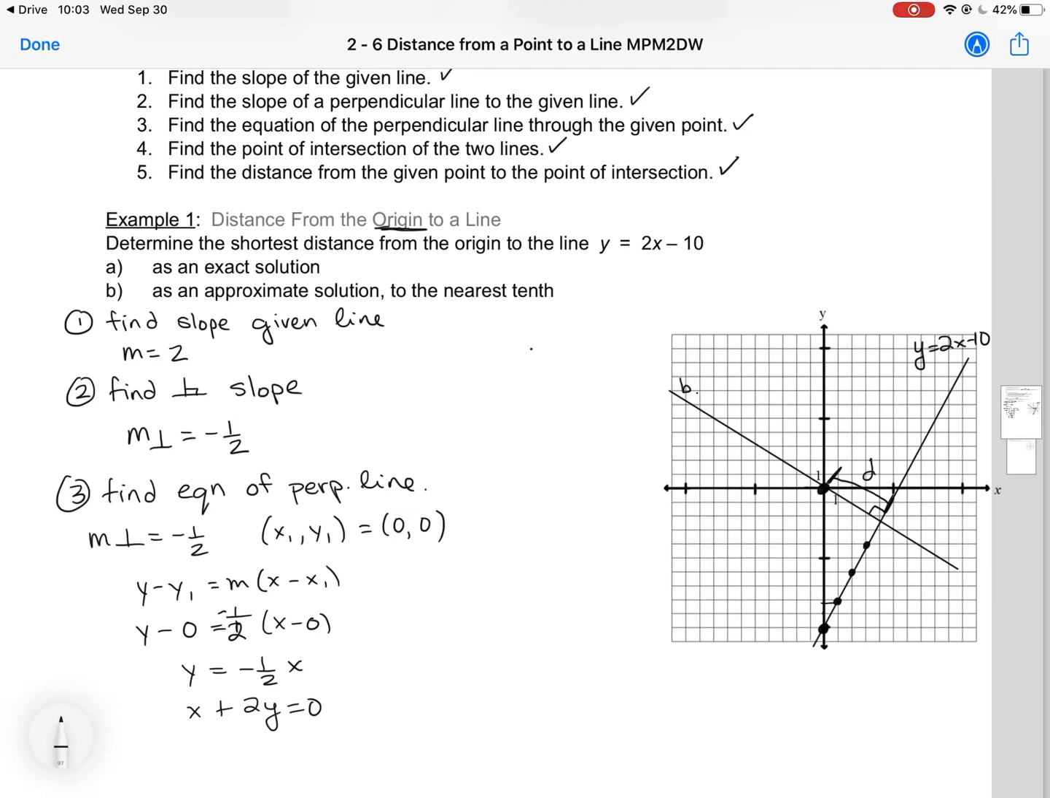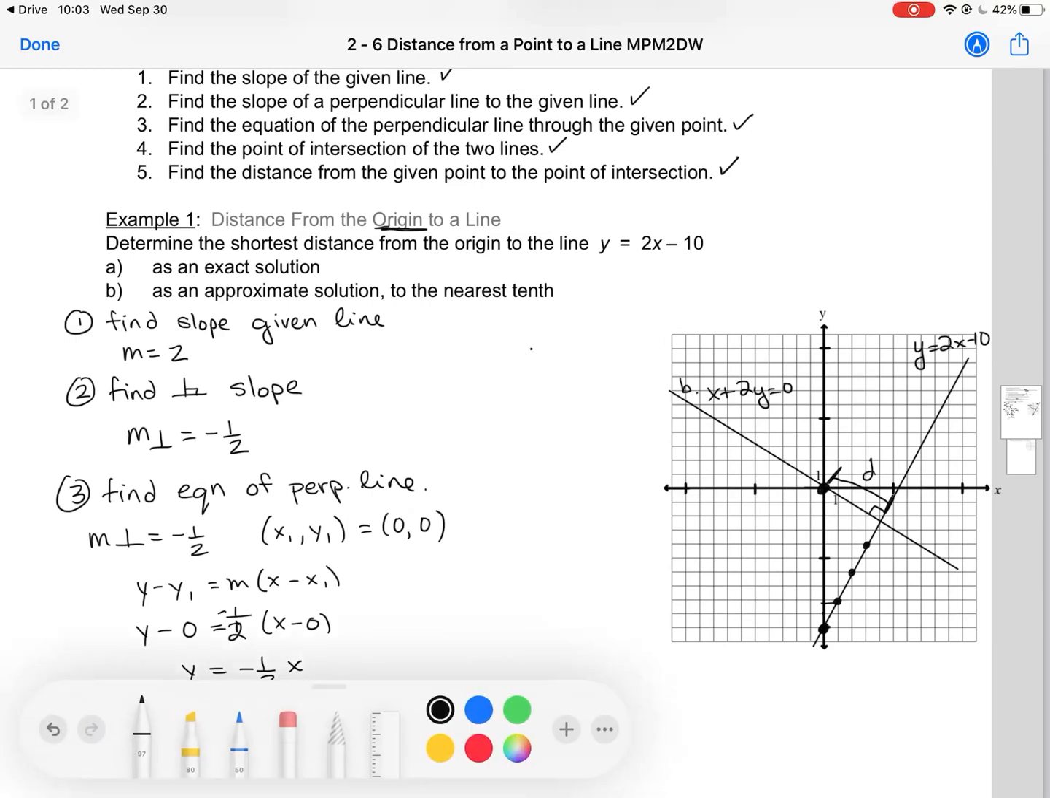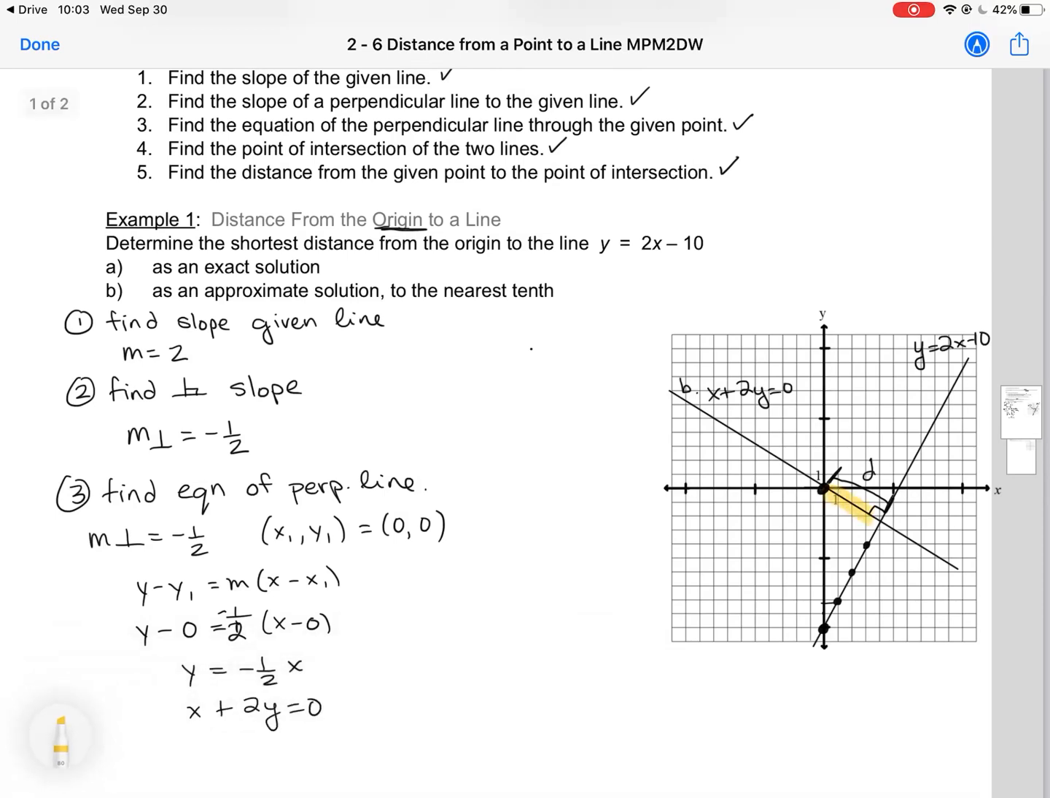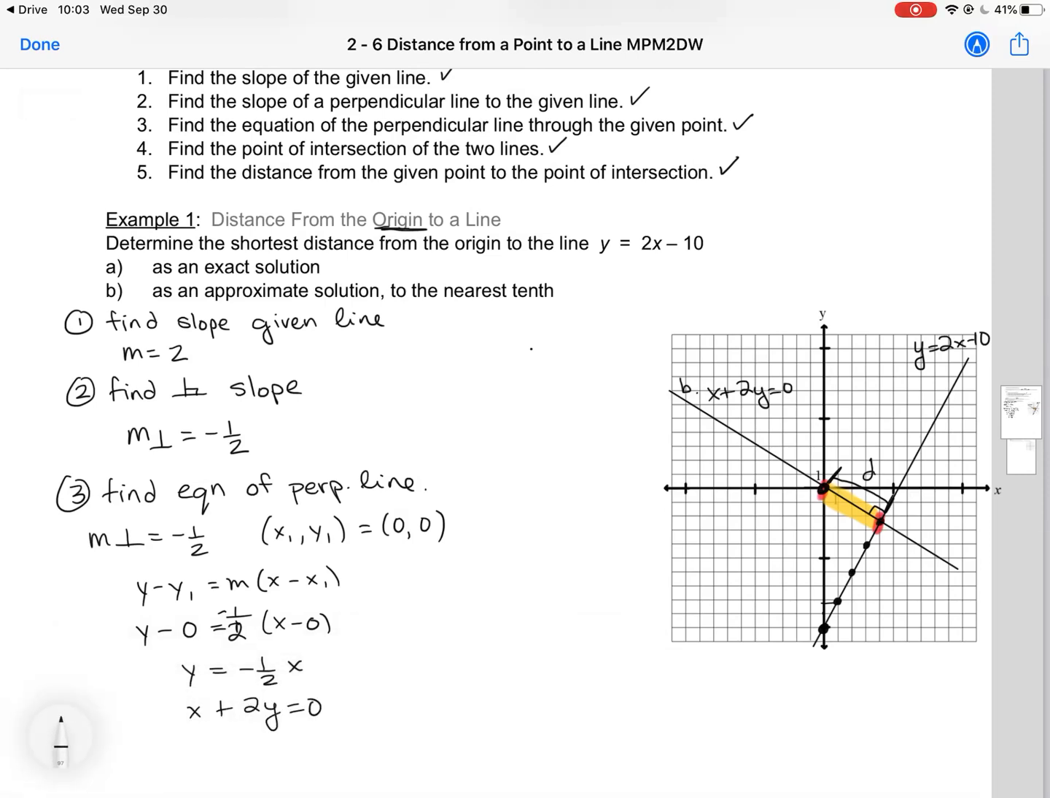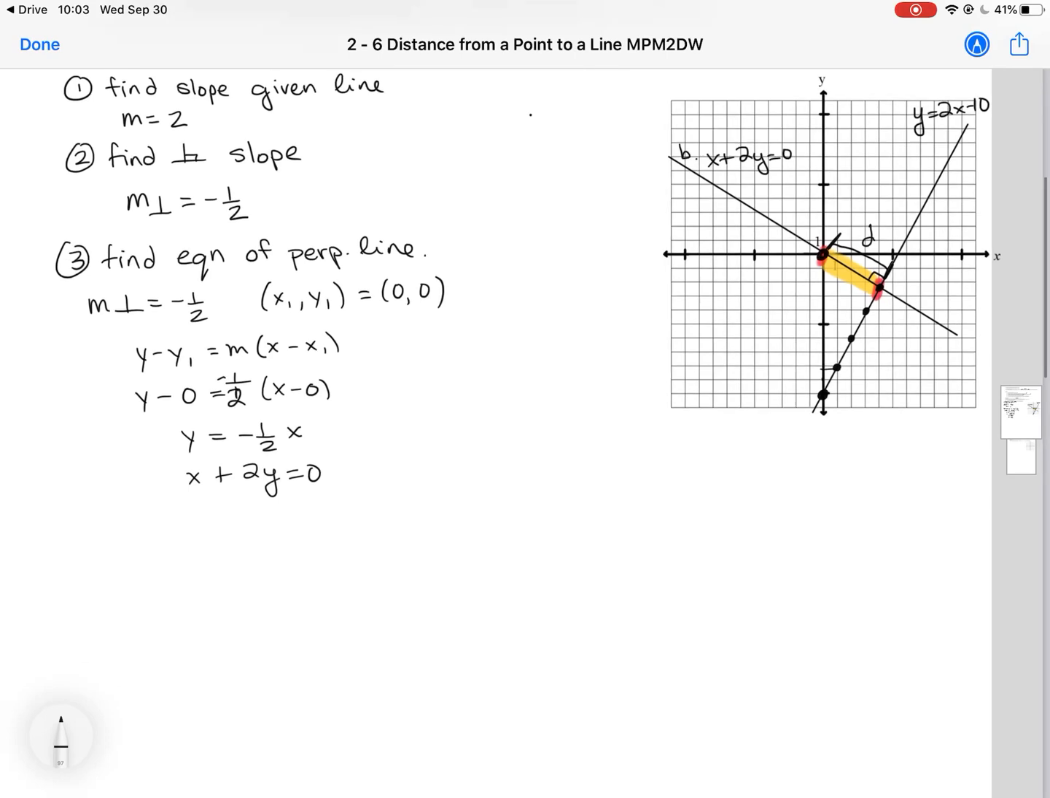and I can rearrange that to standard form as x plus 2y equals 0. Now you might ask, why are we finding the equation of that line? Well, if you remember, we're looking for the shortest distance. So we're looking for the distance here. I will highlight in yellow. Right here is where we're looking for the distance. In order to find that distance, we really need this point right here and then this point right here. So the one is the origin. That's great. We know that. The other one is going to be the intersection of those two lines. In order to find the intersection, we do need to find the other equation. So we've done that. So now our next step is going to be the point of intersection.